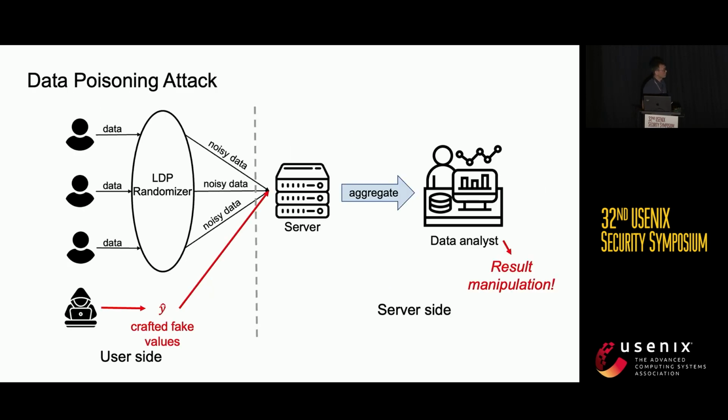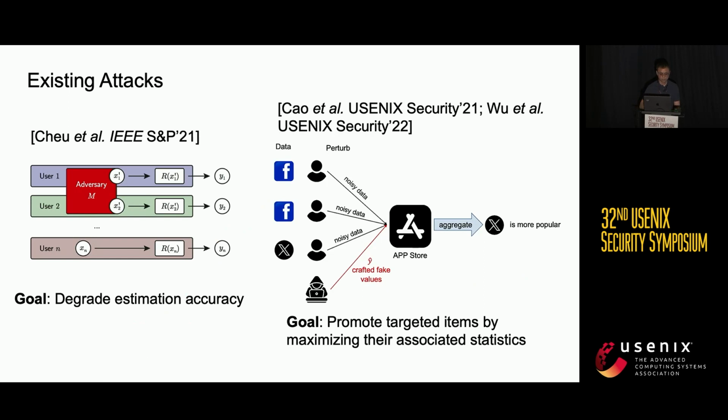For data poisoning attacks on LDP, I think with all the trainings we've received so far, this is not going to be a problem for the audience to understand. What is a data poisoning attack? In this case, we consider that the user side is compromised. The user can be controlled by the attacker, or there exists a malicious user. They can send crafted fake values to the LDP collection in order to manipulate the result. In the literature, there are some existing works investigating data poisoning attacks.